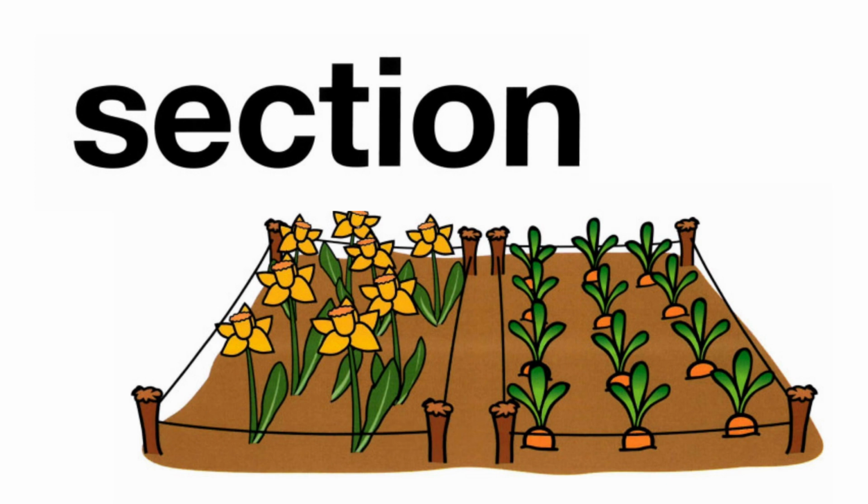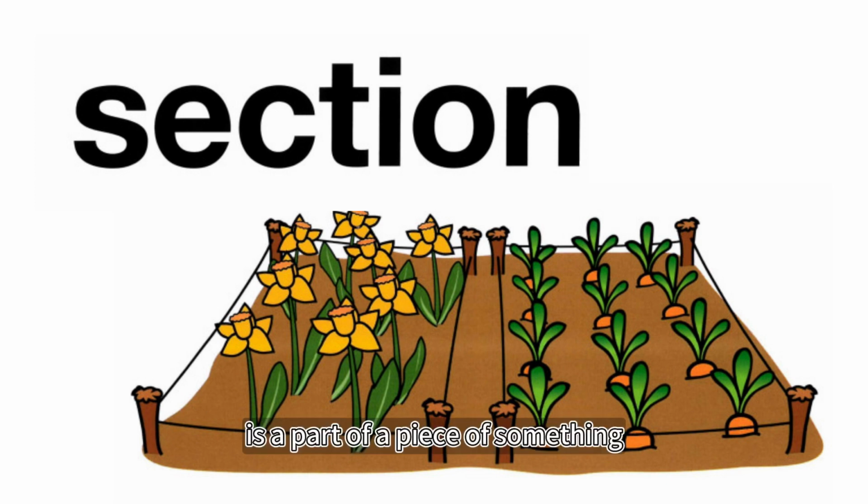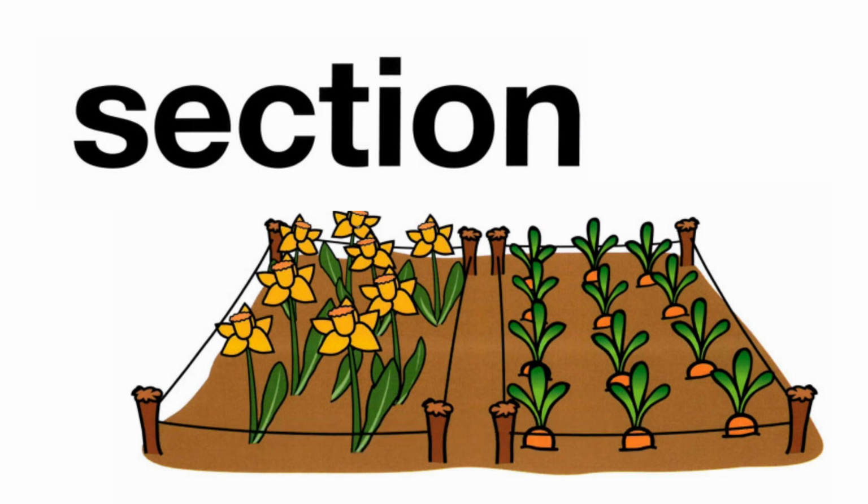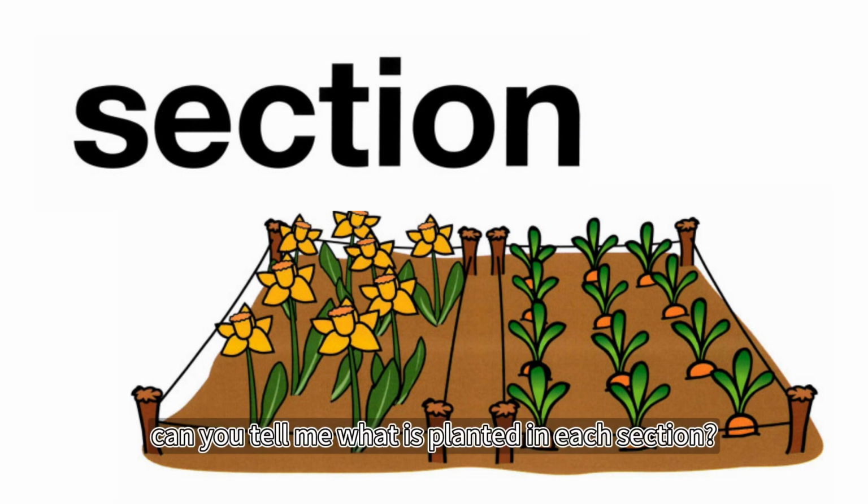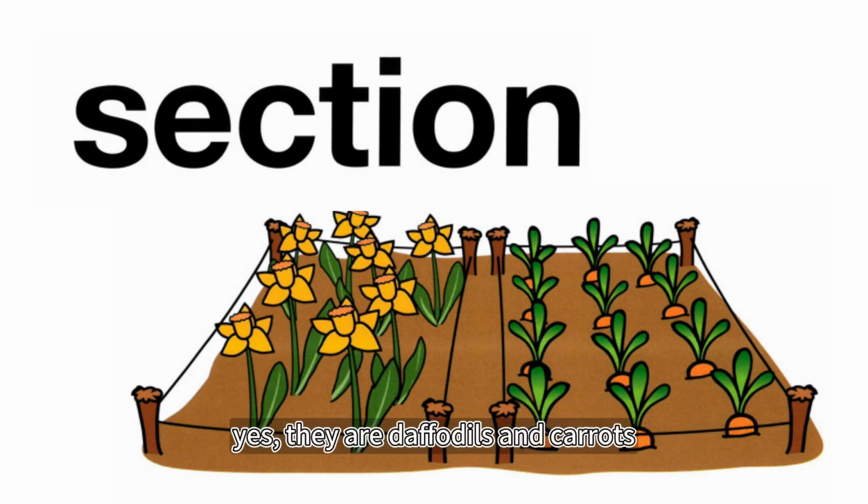Section. A section is a part of a piece of something. Look at the picture. It shows a garden with two sections. Can you tell me what is planted in each section? Yes, they are daffodils and carrots.